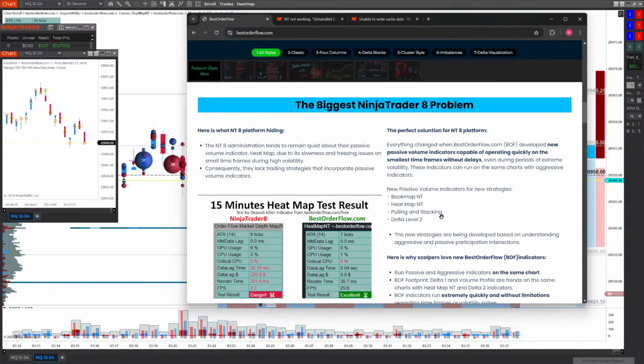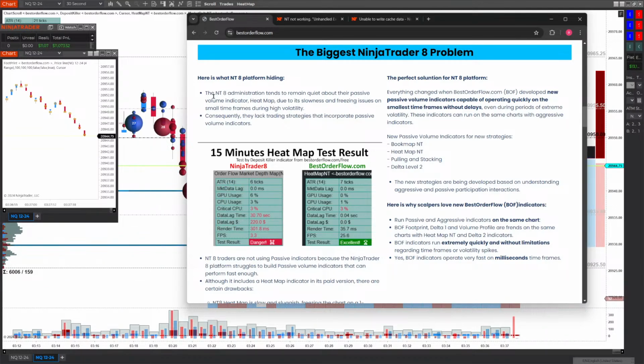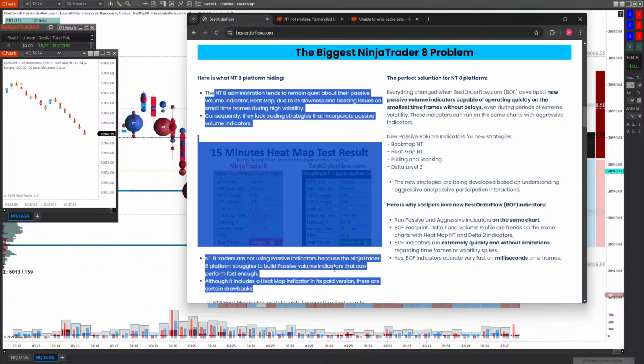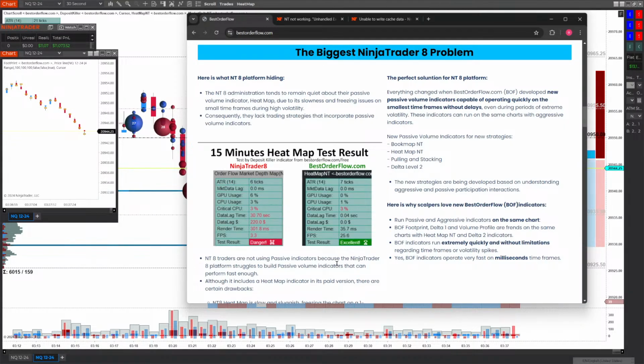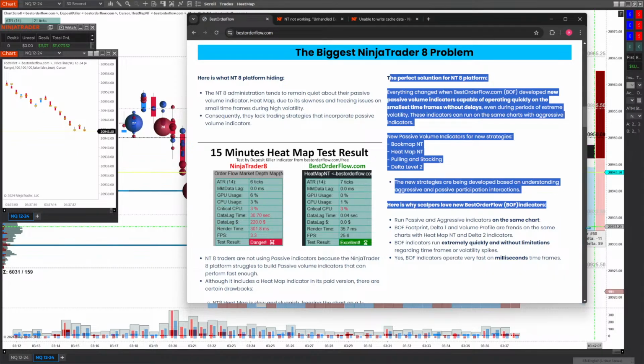Then you scroll down and you will see this article that compares Best Order Flow, Bookmap or a heat map right over here, and the one built into NinjaTrader 8. Take a read of this, and it explains why Ninja is not pushing their own heat map or their own version of Bookmap. But now, with this new advanced indicator from bestorderflow.com, we have this problem solved.